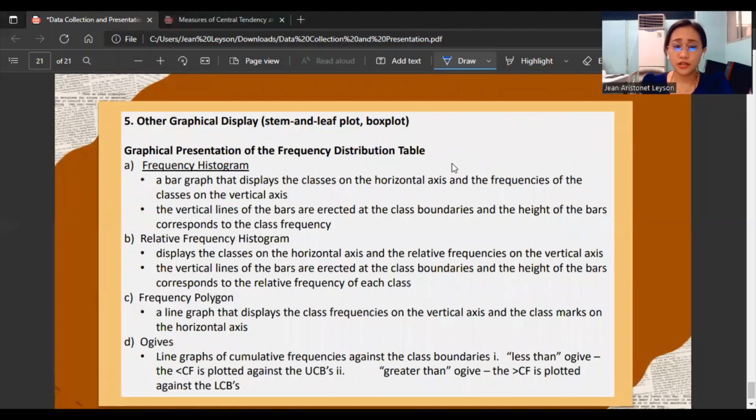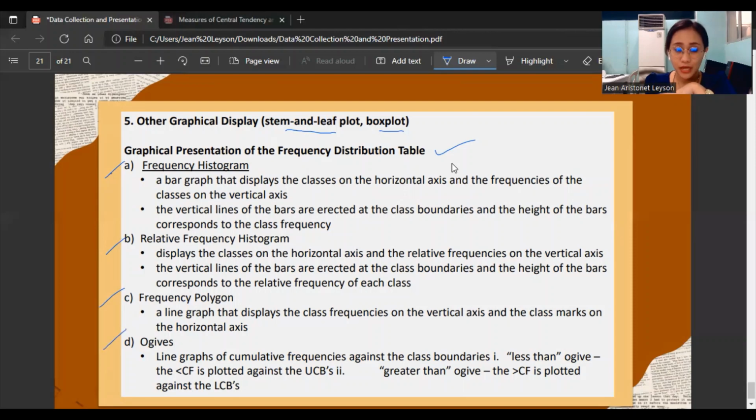So there are other graphical displays such as stem and leaf plot, the box plot, and we also have graphical presentation of the FDT. So FDT can be in tabular form. It can also be presented in graphs. So these are the frequency histogram, relative frequency histogram, frequency polygon, and the ogive.